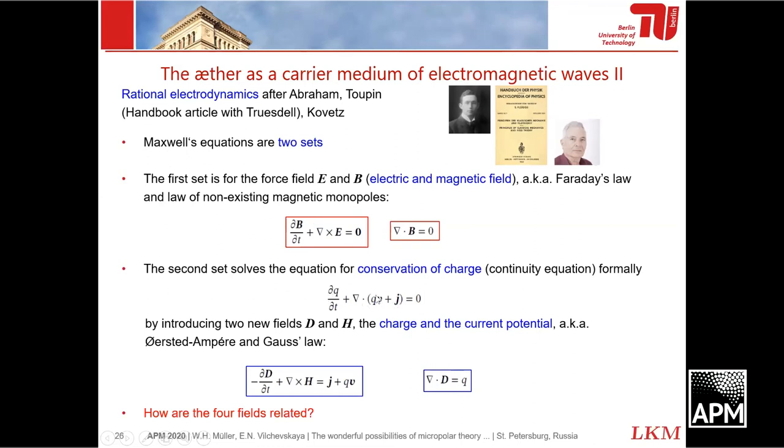And in order to solve this equation, two new fields are introduced, the D field and the H field, which in rational electrodynamics are also known as the charge and the current potential. And if we solve that, then we get the Oersted-Ampere law, which is written down here, and the Gauss law. So in total, we have E and B and D and H, four fields. How are these four fields related?